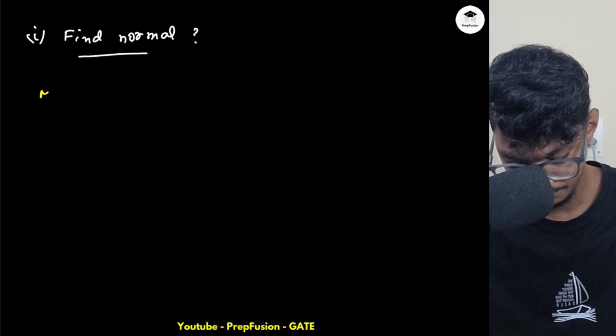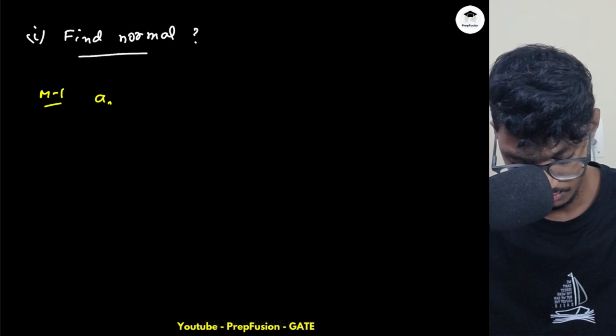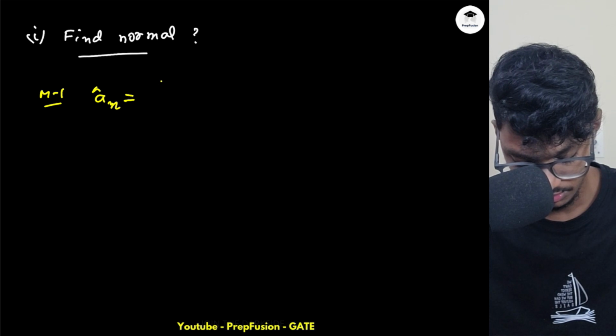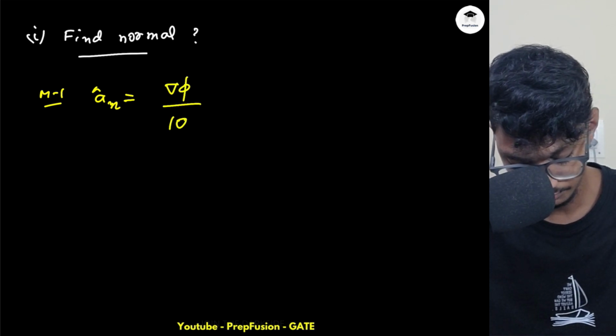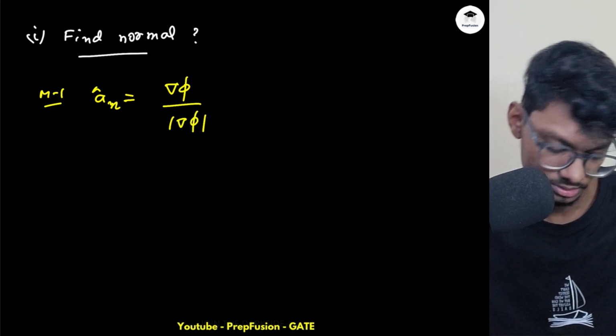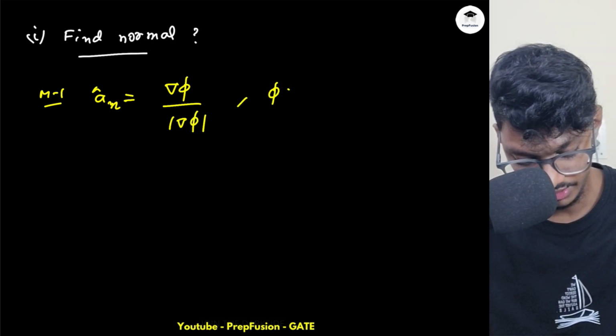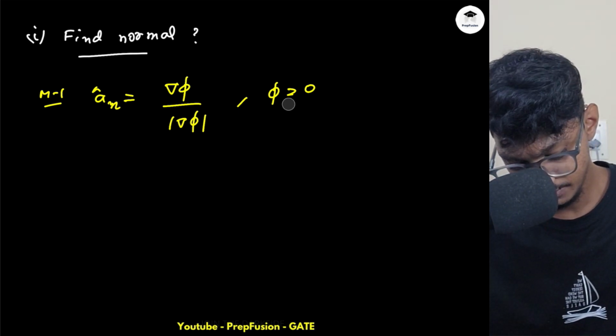Method 1 is simple. Grad phi, right? n cap will be grad of phi divided by magnitude of grad of phi, where phi is greater than 0. Correct. So how will I solve this basically?